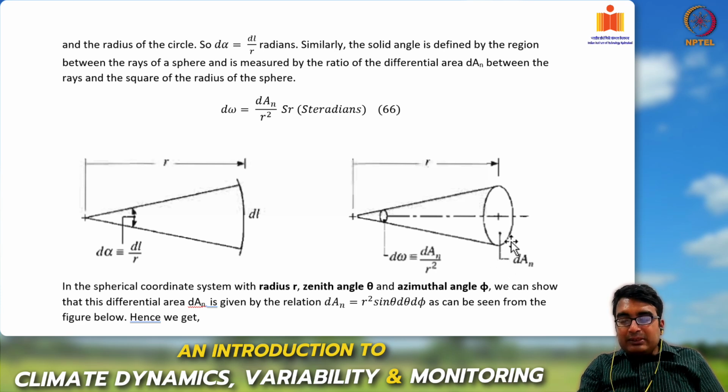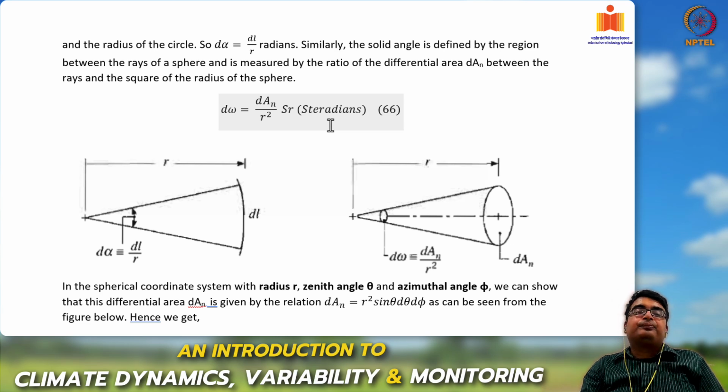This differential area divided by the square of the radius of this sphere is the solid angle, whose unit is steradians. So the unit of plane angle is radians, and the unit of solid angle is steradians.